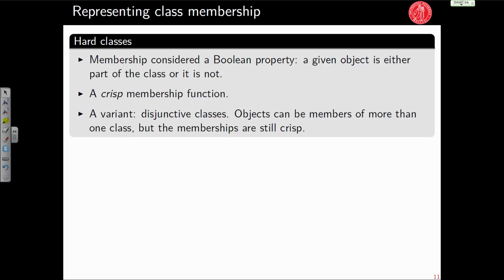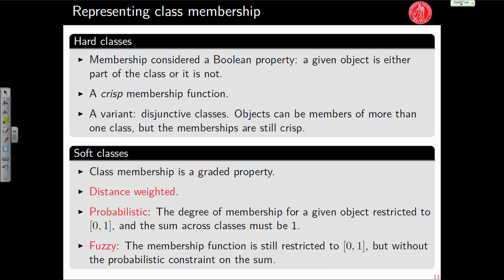But you can also have a variant, which is disjunctive classes, where objects can be members of different classes, or more than one class, but their membership in each of these classes is still hard. So it's still a member of this class. It's an either or.